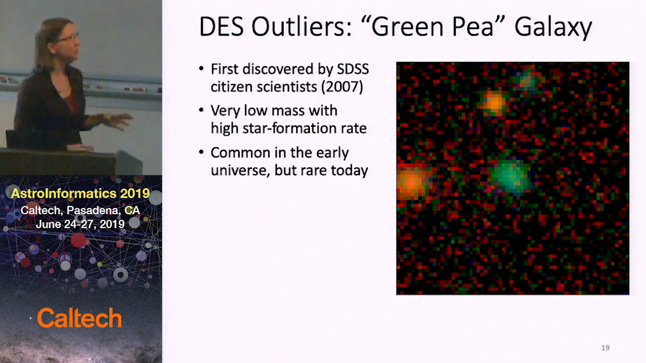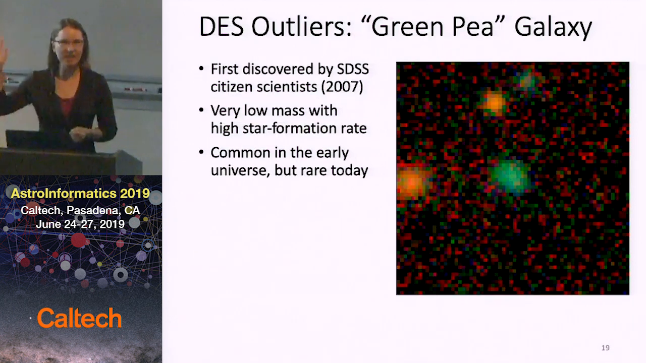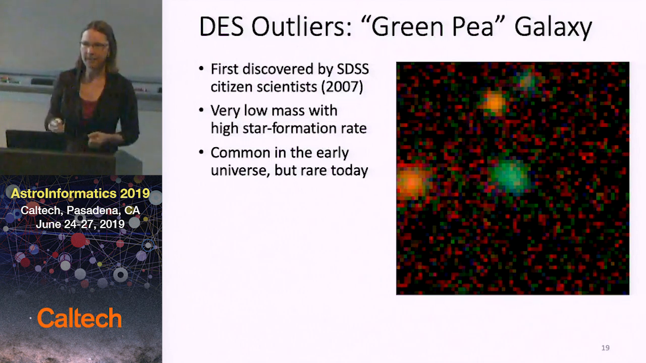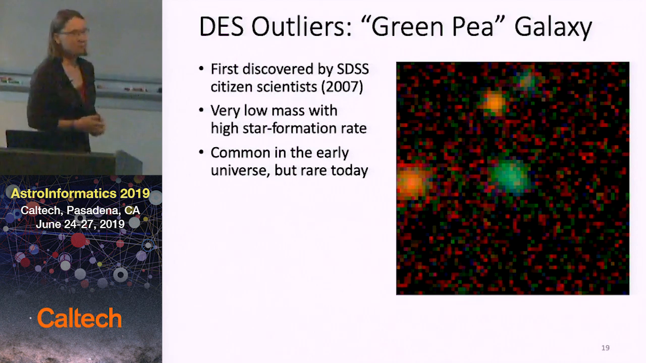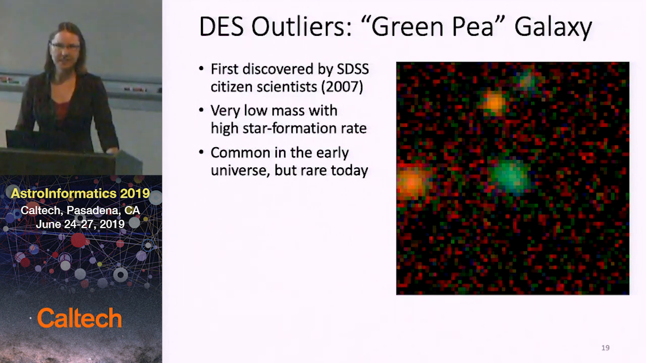And then we have found some interesting outliers from the science perspective. Who's familiar with green pea galaxies? This is a discovery that came out of the Sloan Digital Sky Survey data, actually by citizen scientists in 2007. And once some of these were found, of course, more were identified as being an interesting class of unusual galaxies. In this case, what we know at this point is that they have very low mass and they exhibit a high star formation rate.